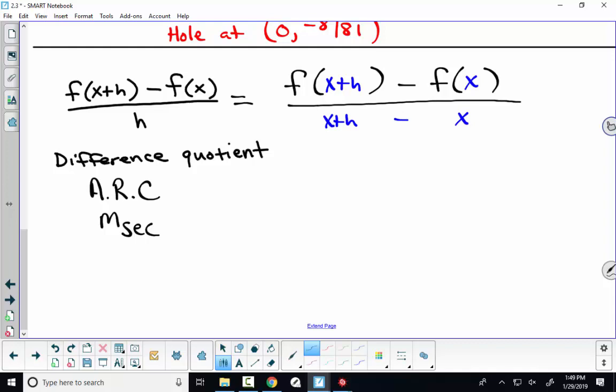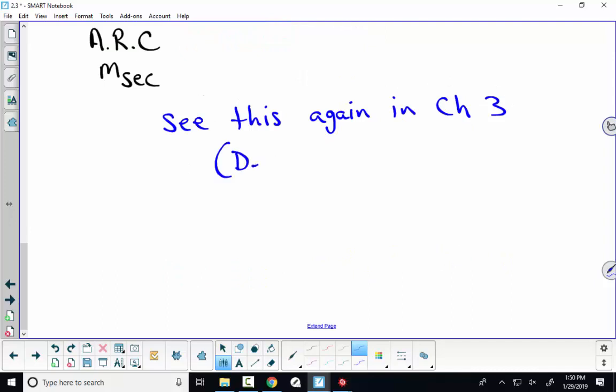For those of you that do recognize this, as we move into chapter 3 and start looking at slopes of tangent lines or instantaneous rates of change, which is our derivative, you'll see that this difference quotient shows up again, and we do have to work with it again because it's in the very nature of how we define a derivative. So maybe we'll just remind ourselves that we'll see this again in chapter 3. And chapter 3 is all about derivatives.